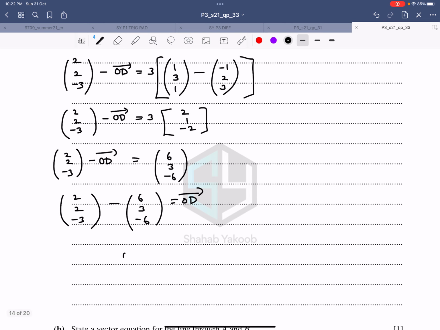So what do you have as OD? OD is 2 minus 6 is -4. 2 minus 3 is -1. Negative 3 minus negative 6, negative 3 plus 6, which is 3. So this is OD, which can also be written as -4i minus j plus 3k. That is the first thing.